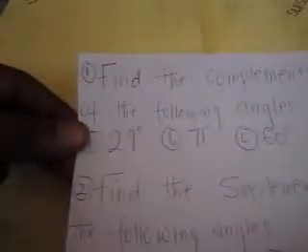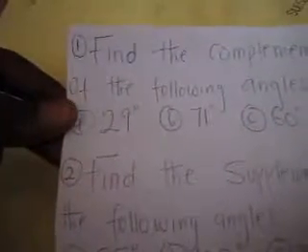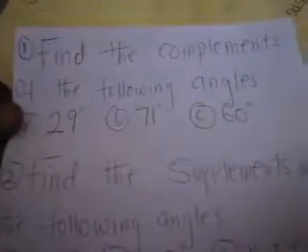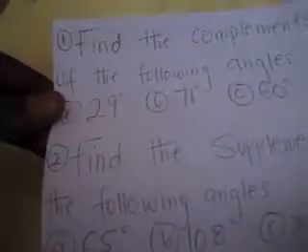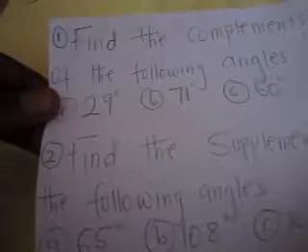Now with the first question, we are asked to find the complements of some angles. This is how the question is framed. Find the complements of the following angles, and here we have three angles. The first angle is 29 degrees, the second angle is 71 degrees, and the third angle is 60 degrees. And the question is asking us to find the complements of these angles.